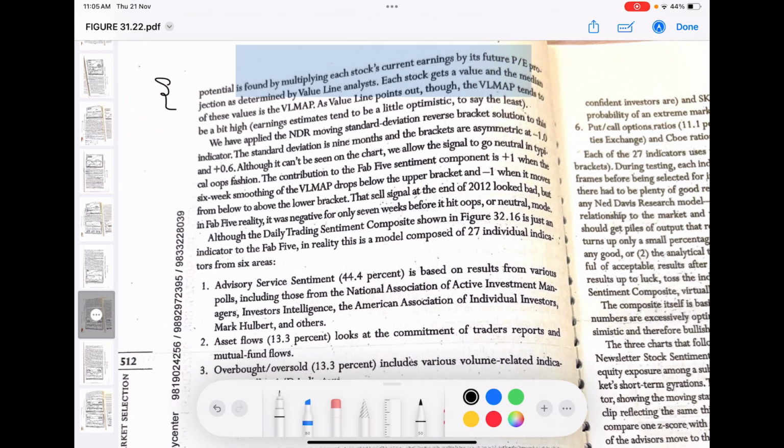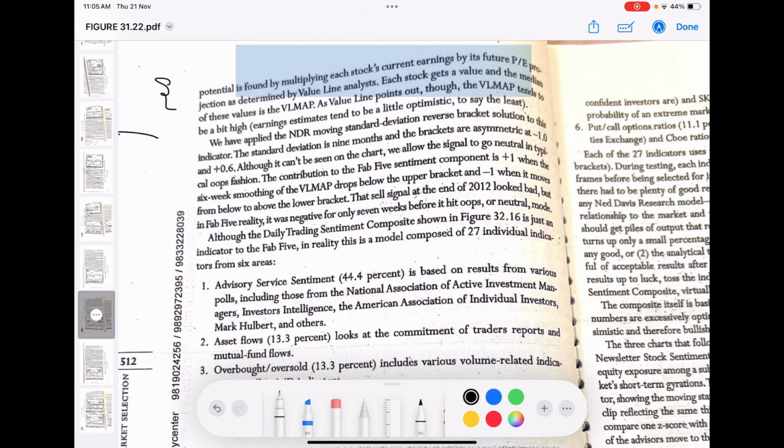We have applied the NDR moving standard deviation reverse bracket solution to this indicator. The standard deviation is 9 months and the brackets are asymmetric, -1 to 0.6. Although it can't be seen on the chart, we allow the signal to go neutral. The contribution to the Fab 5 sentiment is +1 when the 6 week smoothing of VLMAP drops below the upper bracket.